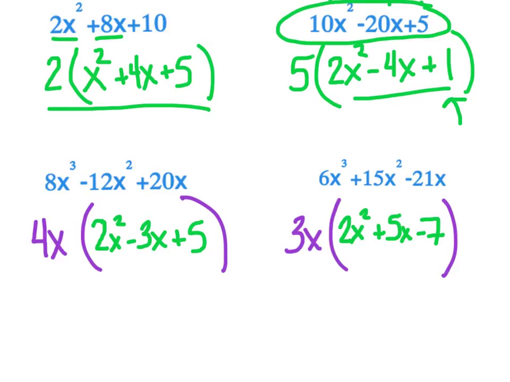Well, here are my solutions, and again, hopefully they match, and you can always check just by distributing this 4x back through. So it'd give me 8x cubed, check, minus 12x squared, check, plus 20x. On this pair, hopefully you had the same thing. That would be 6x cubed, plus 15x squared, minus 21x.